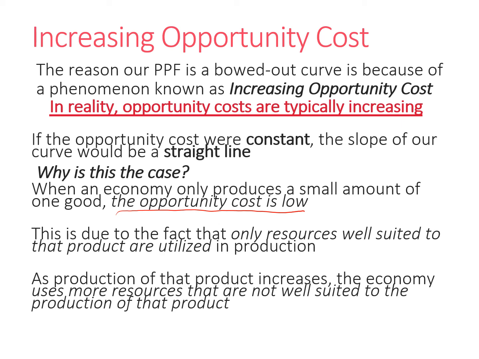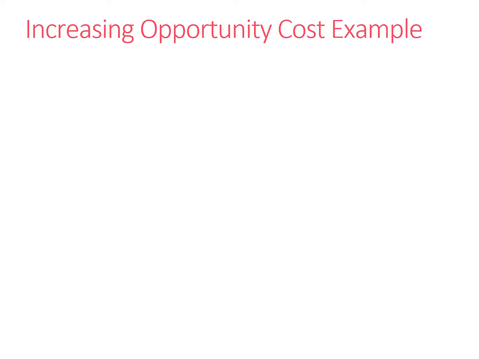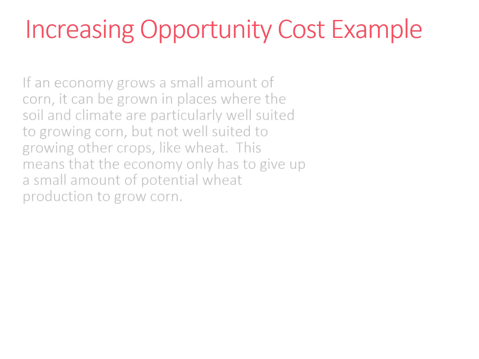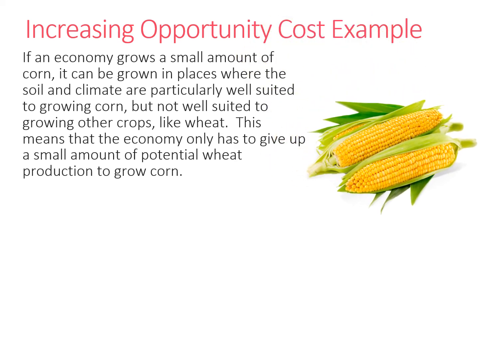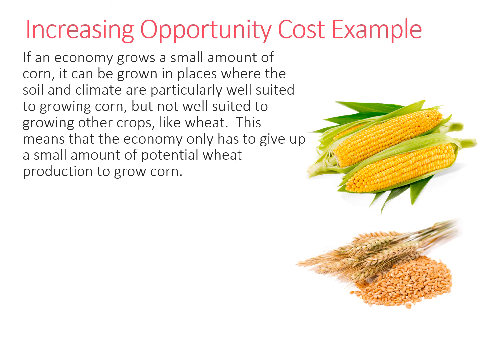All right, so let's take a look at this in practice, okay? If the other example with pizza doesn't make sense, let's think of it this way. If an economy grows a small amount of corn, it can be grown in places where the soil and the climate are particularly well suited to growing corn, but not well suited to growing other crops like wheat, okay? This means the economy only has to give up a small amount of potential wheat production to grow corn. So every little bit of corn we add is only costing us a tiny amount of wheat. So that means the opportunity cost is low.